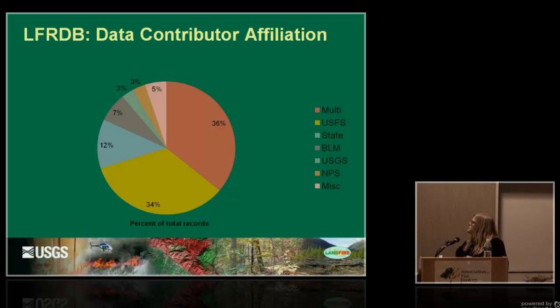Some other important contributors include state, BLM, USGS, and NPS. The miscellaneous category is made up of a bunch of different contributors. And they include things like non-governmental organizations, tribal, Department of Defense, Department of Energy, Natural Resource Conservation Service. Those are all kind of in that miscellaneous category, and each of those entities contributed less than 1.5% of the data to the LFRDB.